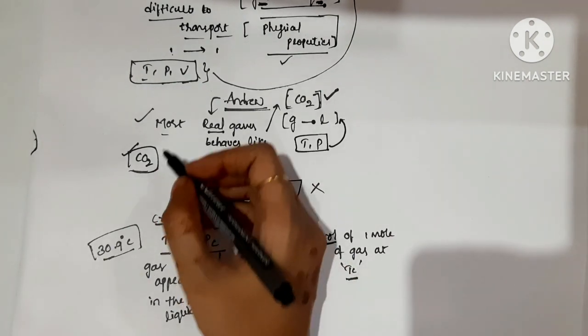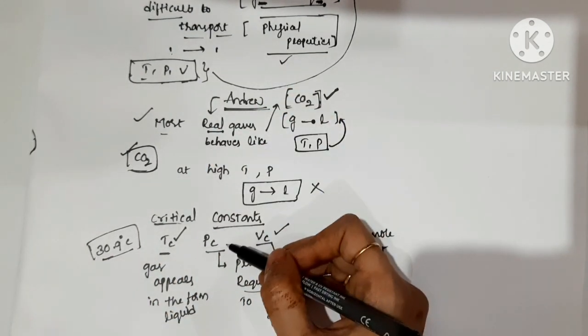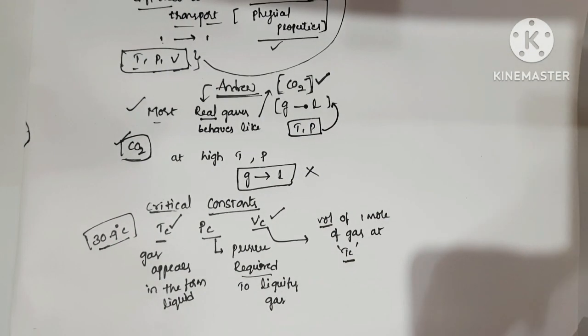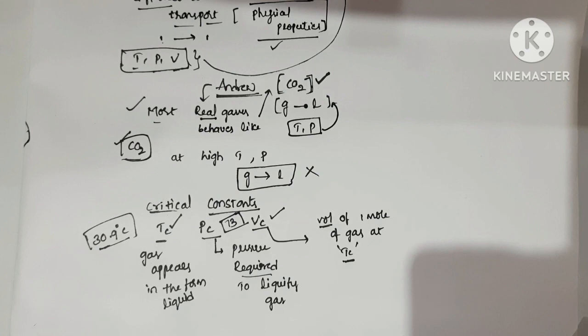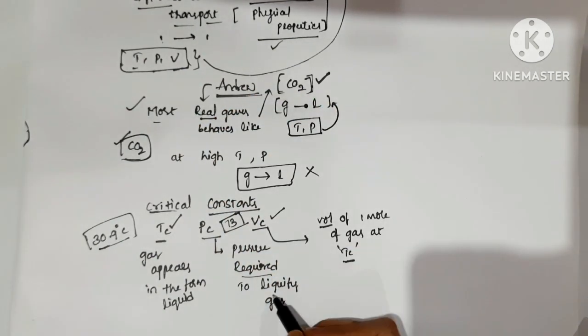In the case of CO2, the critical temperature is 30.9 degrees centigrade. Coming to the critical pressure for CO2, it is 73 atmospheres. That means at this pressure, CO2 is liquefied. CO2 appears in liquid state.